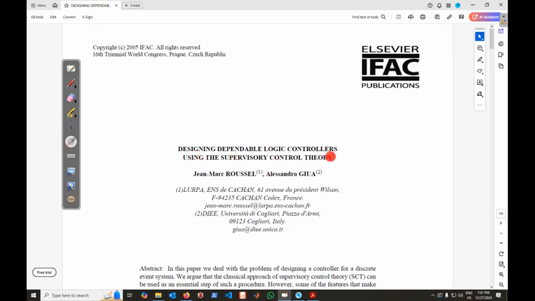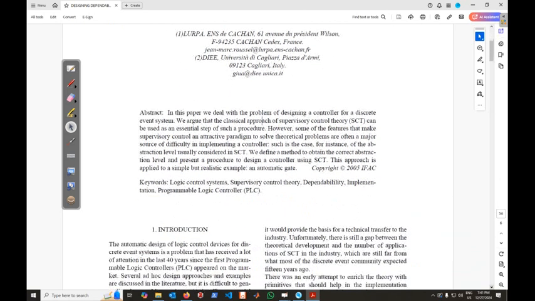I will try to explain what's needed by this paper. Let us start with the abstract. They deal with the problem of designing a controller for a discrete event system. The authors argue that the classical approach for supervisory control, the supervisory control theory, can be used as an essential step for such a procedure. Procedure for what? Procedure for designing a controller.